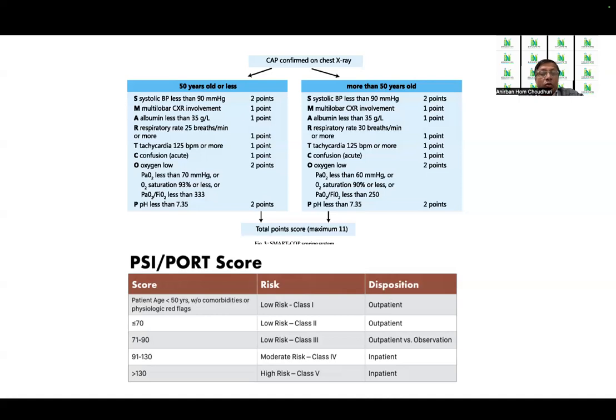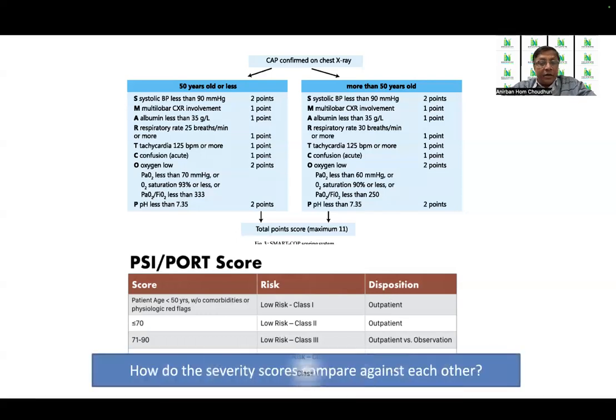So total point score is 11. And if the patient scores 6 and above, then this patient qualifies for inpatient treatment. If it is between 4 to 6, then the patient has to be under observation for some time and then can be sent back home, and less than 4, it becomes outpatient treatment.